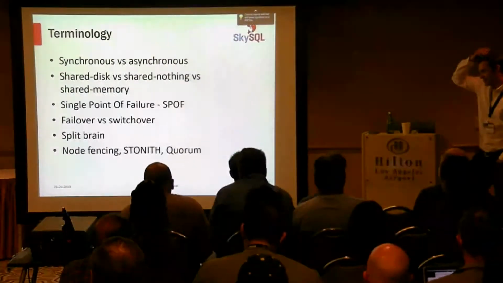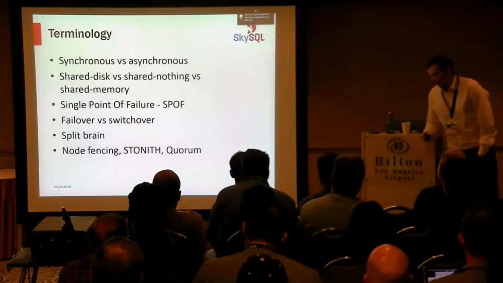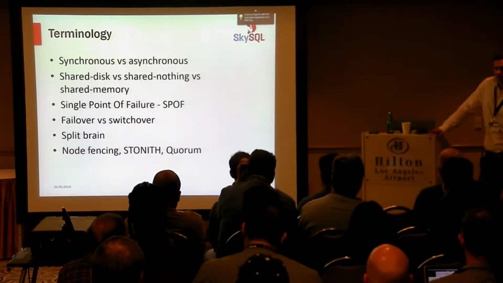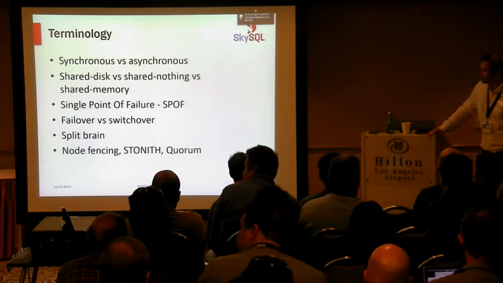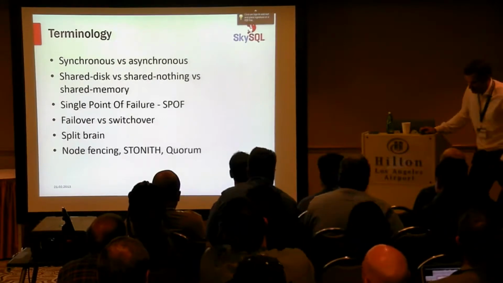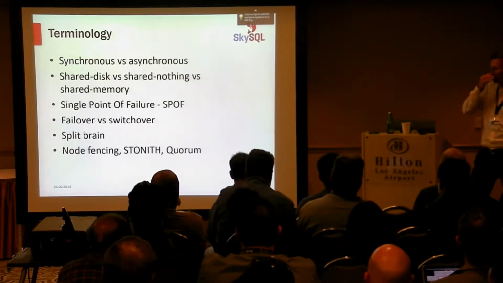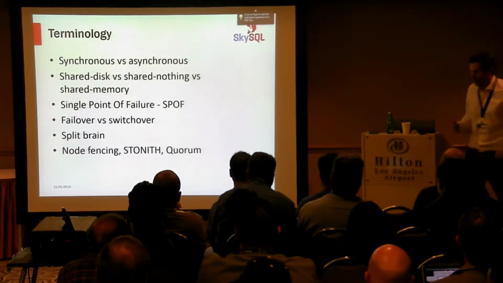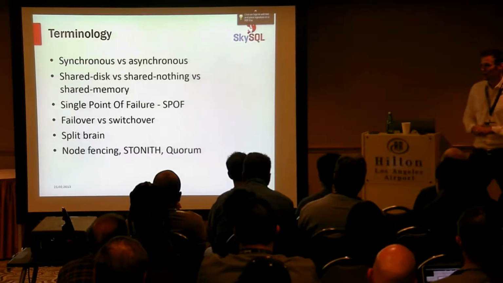And then the last thing: split brain, node fencing, STONITH, and quorum. They're dealing with what happens when you have high availability, an HA architecture, especially in a shared nothing environment, meaning that you don't have a central anything, it's just boxes.